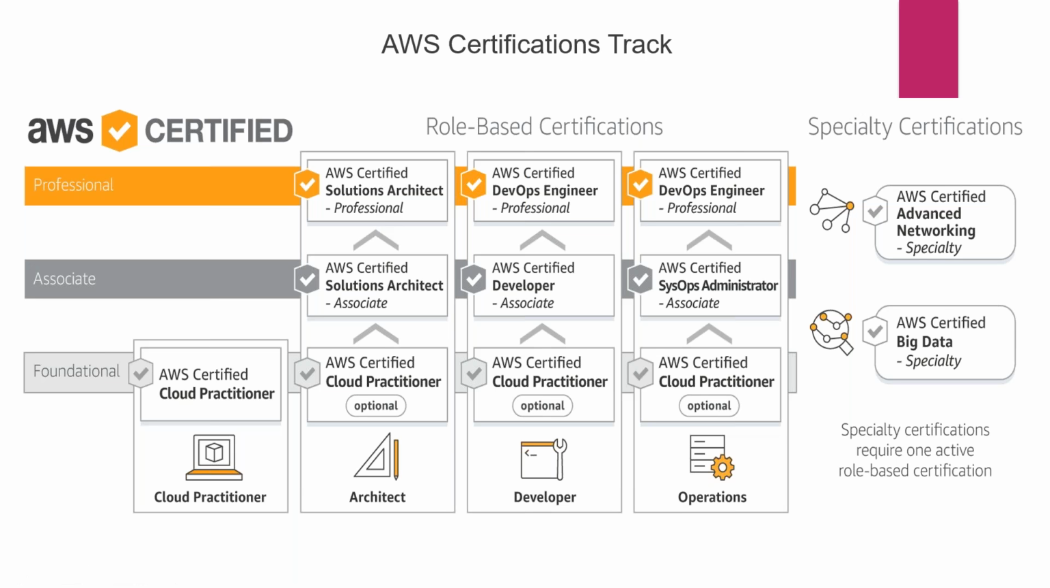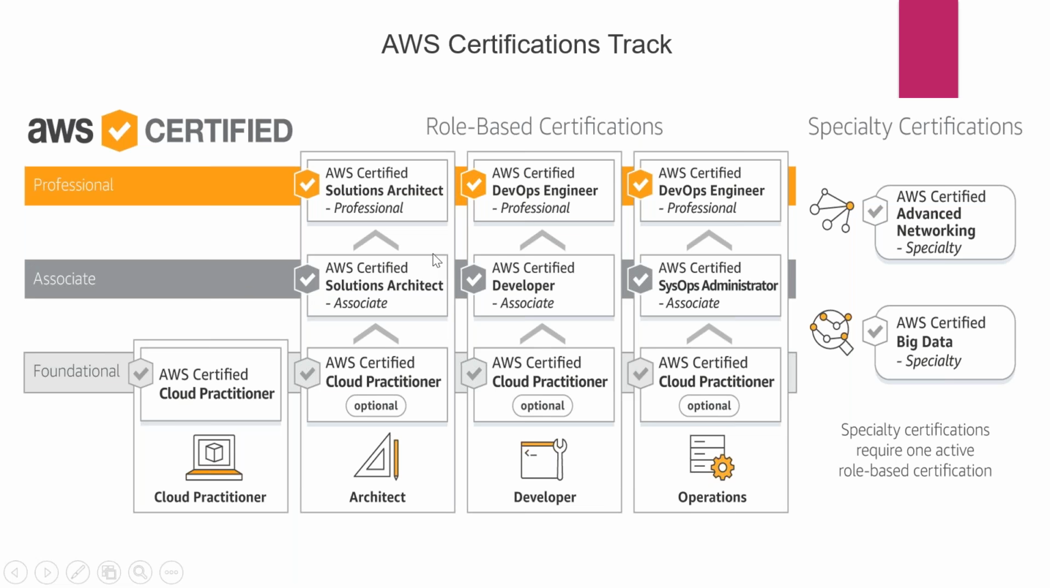And for developer, you have Developer Associate and DevOps Professional. And in operations, you have SysOps Administrator Associate and DevOps Professional. So is there a requirement for associate certifications? No, there is no prerequisite for associate certifications, but for professional certifications, the prerequisite is the associate certification.